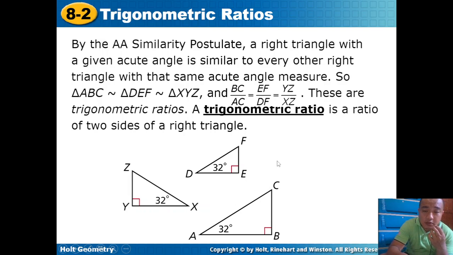And if they are similar, then the sides are proportional. So BC over AC is equal to EF over DF, which is equal to YZ over XZ. So these are what we call the trigonometric ratios. A trigonometric ratio is a ratio of two sides of a right triangle.